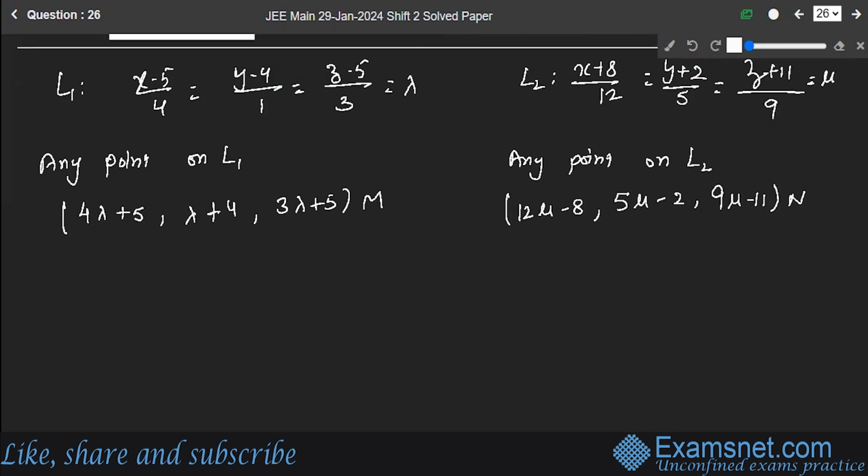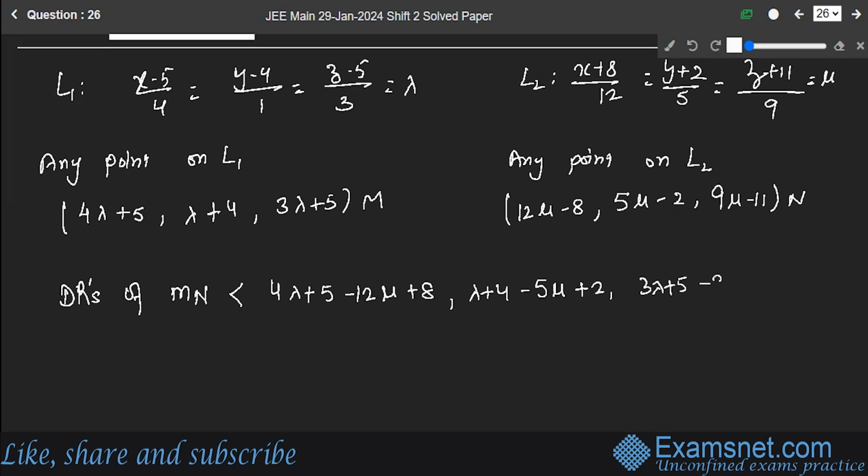Now the direction ratios of MN will be given by 4 lambda plus 5 minus 12 mu plus 8, and lambda plus 4 minus 5 mu plus 2, 3 lambda plus 5 minus 9 mu plus 11. So this is equal to 4 lambda minus 12 mu plus 13, lambda minus 5 mu plus 6, 3 lambda minus 9 mu plus 16. These are the direction ratios of MN.